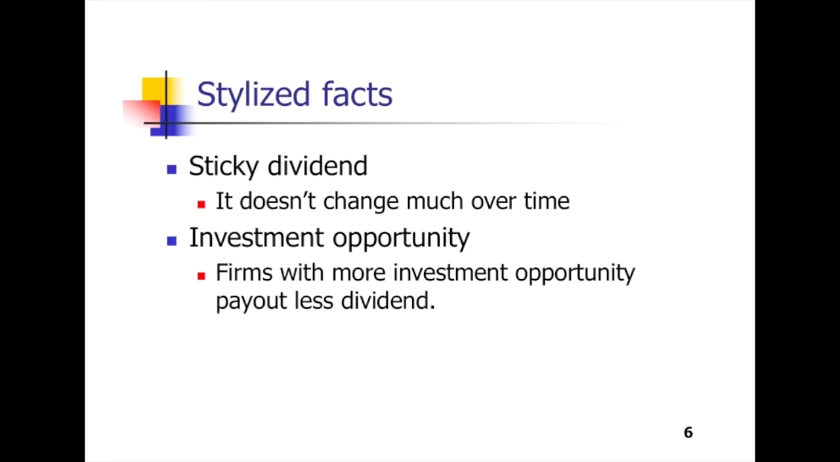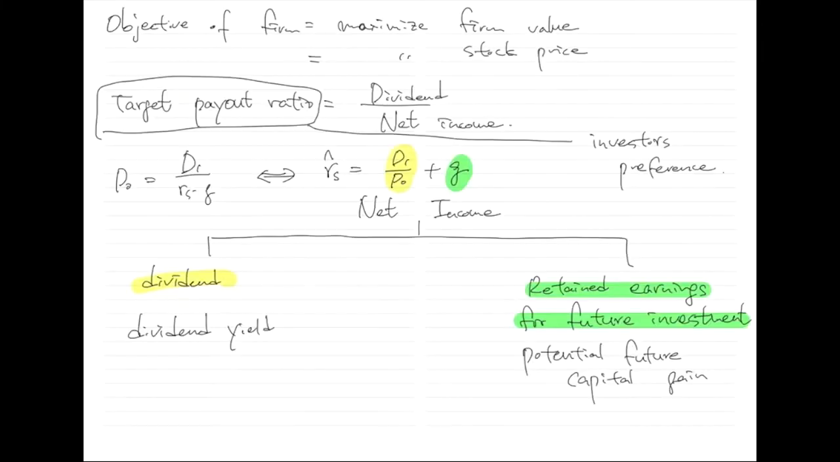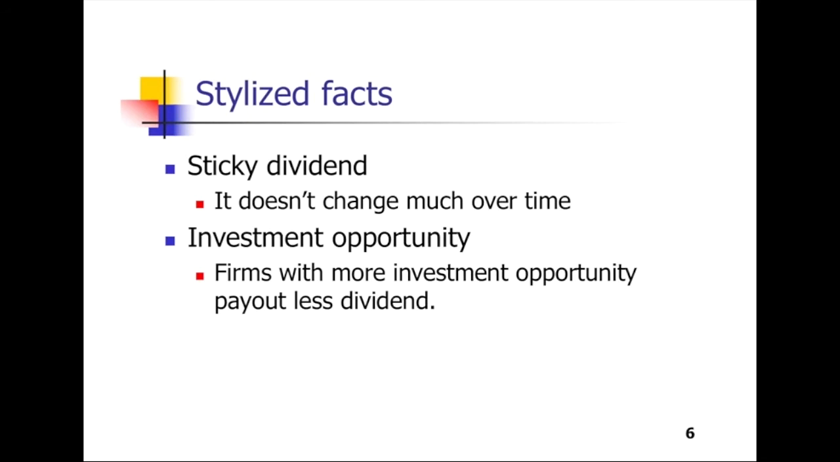The first standardized fact is the sticky dividend. It means the dividend does not change much over time. What's the source of dividend? The net income, right? Which has greater fluctuation, net income or dividend? Net income fluctuates more and dividend is stable over time.